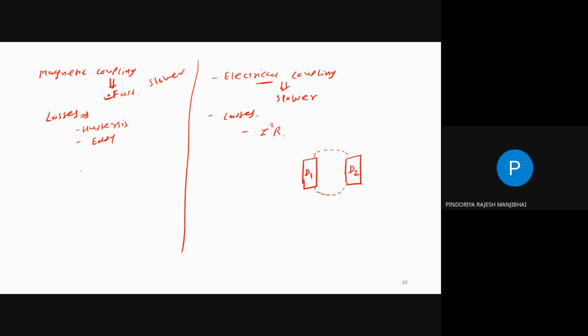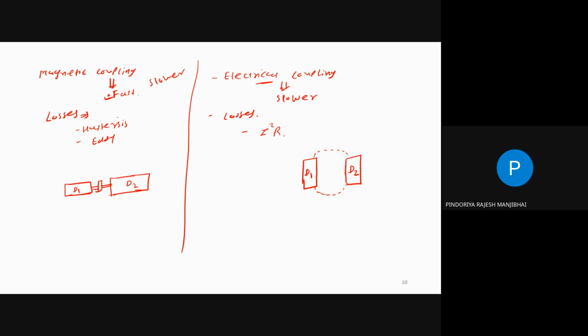Suppose I want to connect the two systems, device 1 and device 2. So this is from my point of view. Maybe I am wrong, but from my point of view I can say magnetic coupling is a slow process, and electric coupling is a very fast process. Okay, so we can say we have to couple.